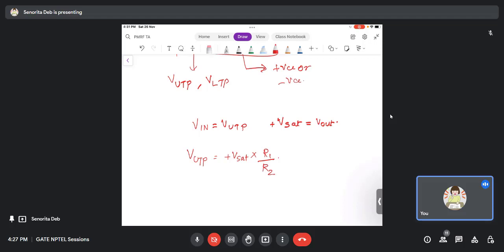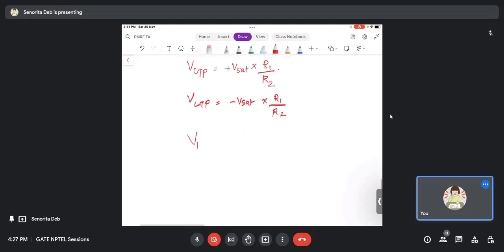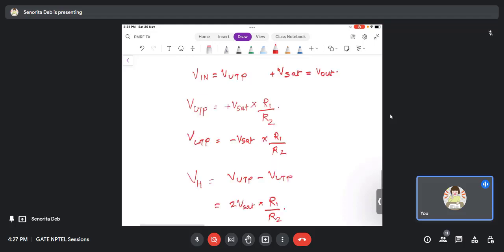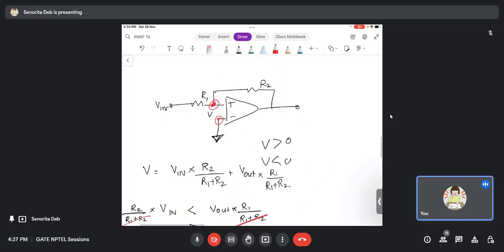Okay, and then VLTP will be nothing but minus VSAT into R1 by R2. And the width of hysteresis VH is defined as VUTP minus VLTP, and that is nothing but 2 VSAT into R1 by R2. Okay, and in the question this value is given, 20k, and they are asking what will be the value of R1.